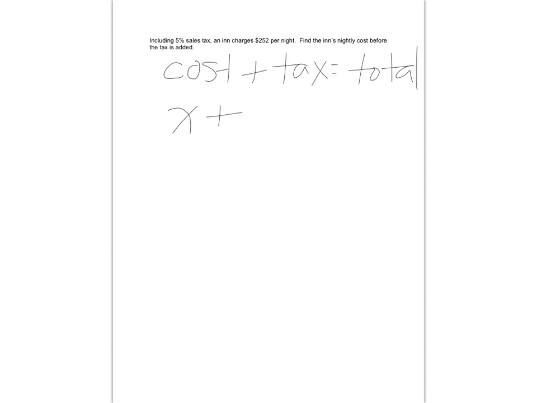Now the tax. The tax is 5%. So we did a couple of problems earlier where we're figuring a percent. Move the decimal 2 places to the left, so it'll be 0.05. And that 0.05 never just sits by itself. It's always multiplied by what you're finding the percent of. We're finding 5% of the cost, which is X, equals the total, 252.